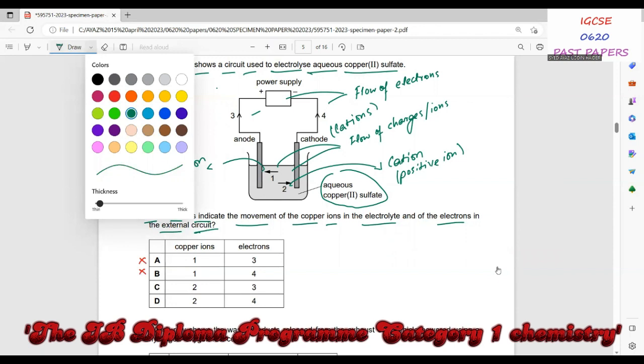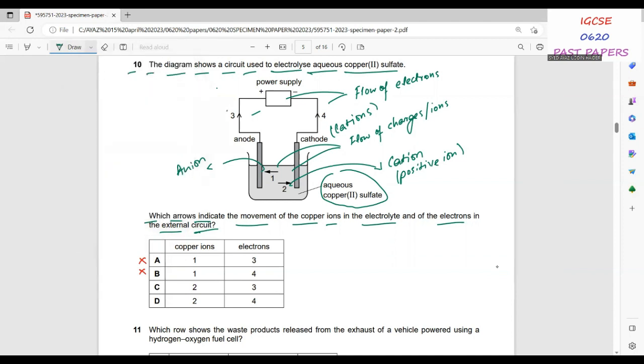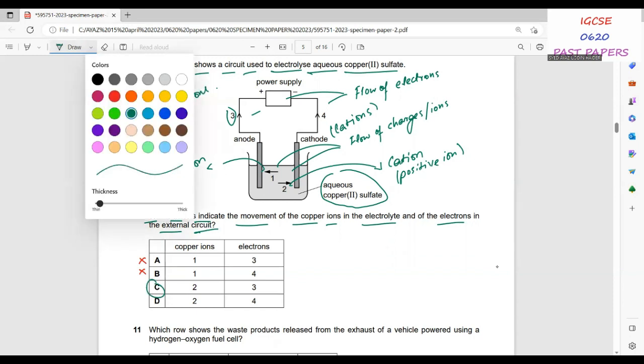Now let's see the movement of electrons. Remember, the electrons move from anode to cathode. So these must be the electrons which are moving from anode to cathode. So choice C will be the right answer for this question.